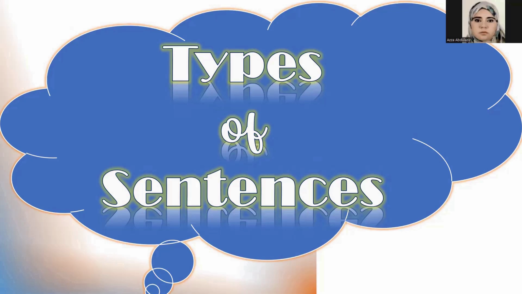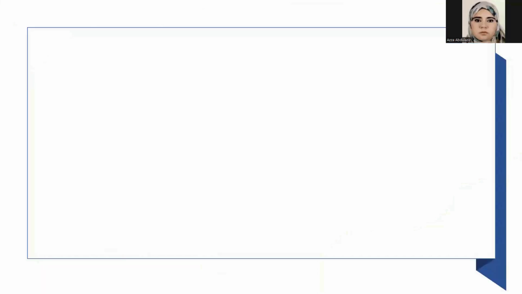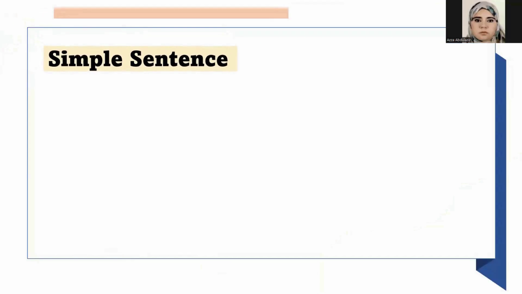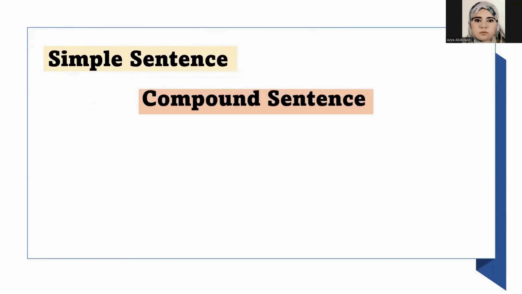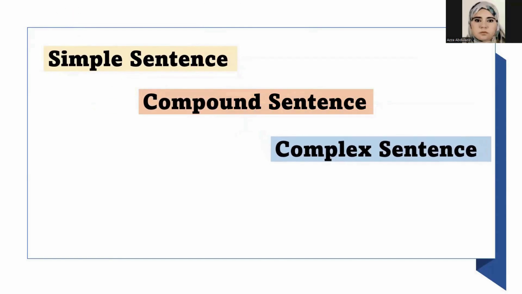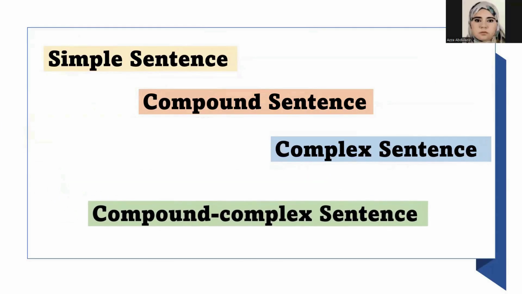Okay, today's session is about types of sentences. Firstly, you should ask yourself, why do we need to learn the different types of sentences? Actually, it is related to the writing section. When we write, we need to vary the sentences that we are writing. That's why you need to write simple sentences, compound sentences, complex sentences, and compound-complex sentences. Are you ready? Let's start.